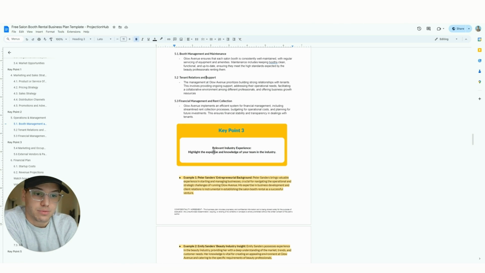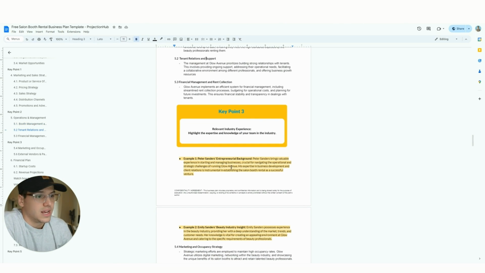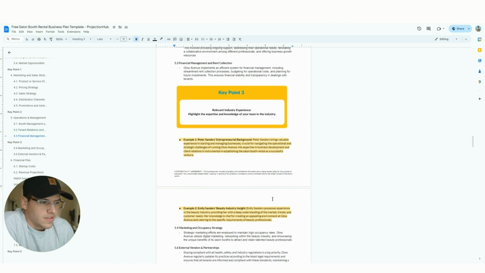Include those things. That's really important and can be a good contributor to your success. But you might need to have a partner or a co-founder or a key employee that is going to have that experience. So like using this example, Peter Sanders' entrepreneurial background, he's got experience starting and managing businesses, in business development and client relationships. So he's done that before. And then Emily Sanders' experience is understanding market trends in the beauty industry.